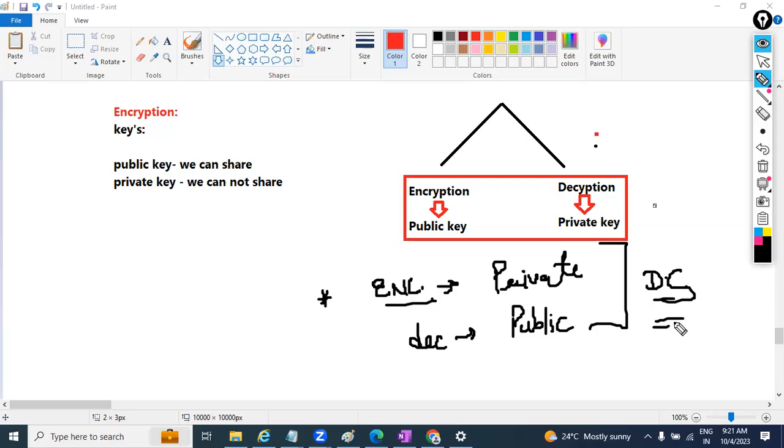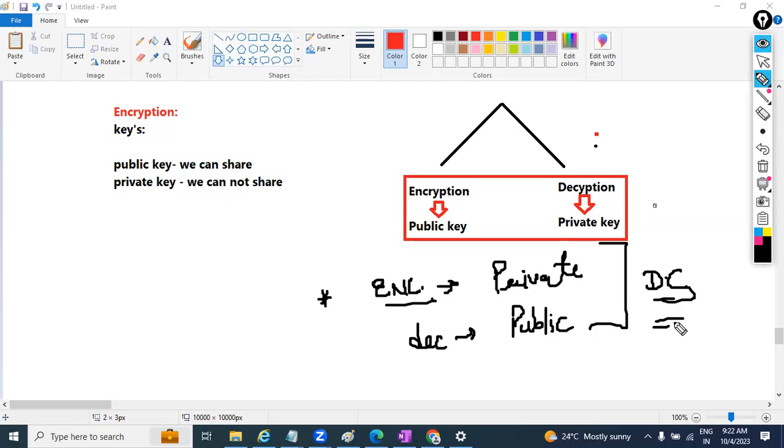Which concept? Digital signature. Here, encryption would happen with the help of the private key. In the normal concept, encryption would happen with the public key. But when we use a digital signature, such as in SSL VPN, encryption would happen with the private key, the reverse, and then decryption would happen with the public key. That is the opposite concept, but it is in the context of digital signature. So this is one of the special keys.